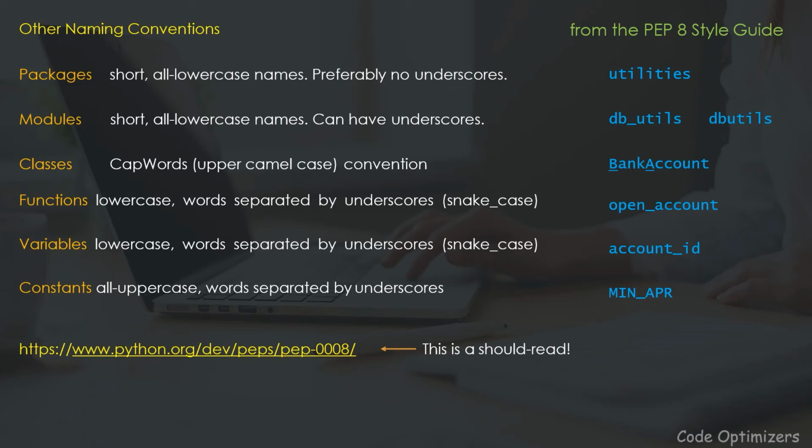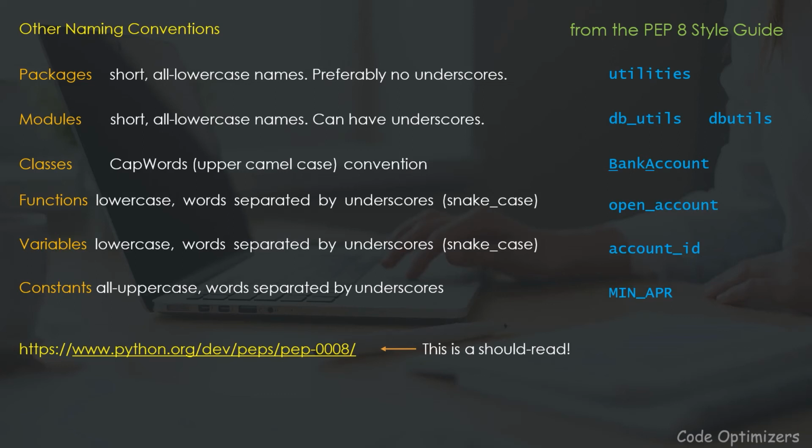So this is how we name different things, like packages. Packages should be short, all lowercase names, and preferably no underscores. So for example, you might create a package called utilities, right? Everything is lowercase, a single word, and no underscores. That's the preferred style for naming packages. For modules, we also want short, all lowercase names, but they can have underscores. So for example, db underscore util would be fine, as would db util in one word.